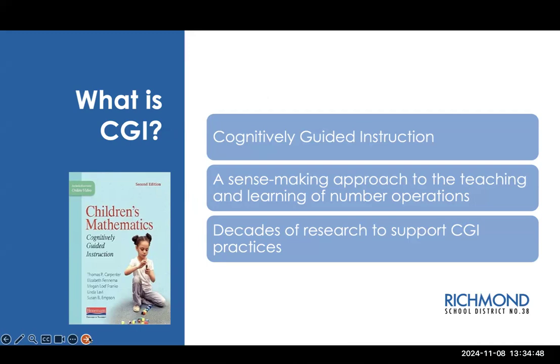The book that you see on your screen is sort of the core resource, Children's Mathematics, Cognitively Guided Instruction, and this is the second edition version. The first edition had a darker blue cover, just in case you're looking for it in a school library.